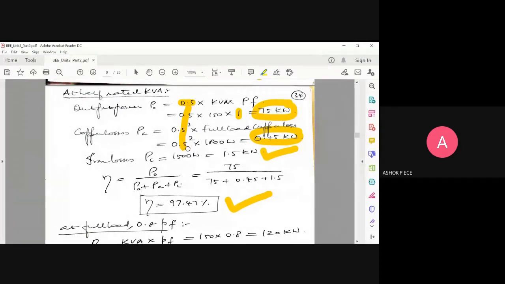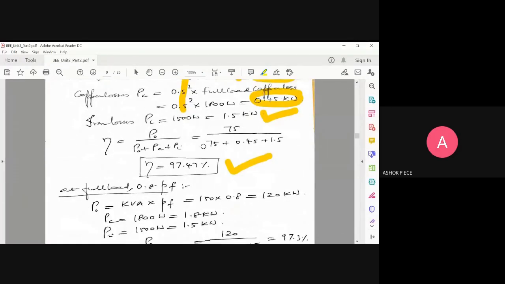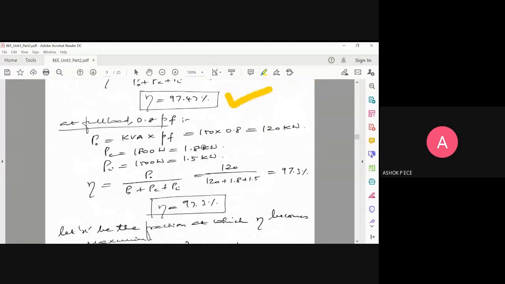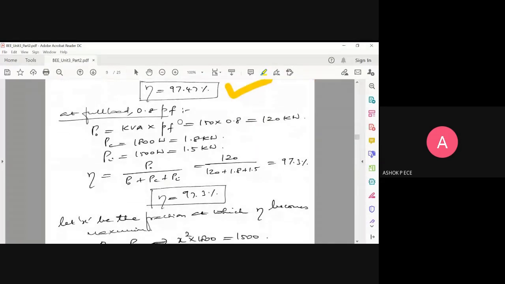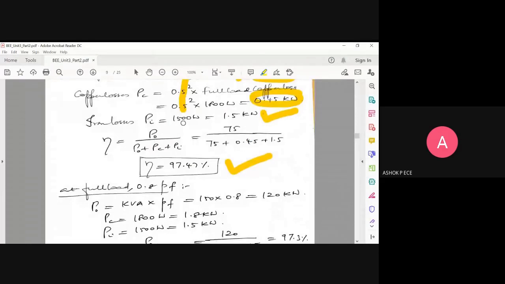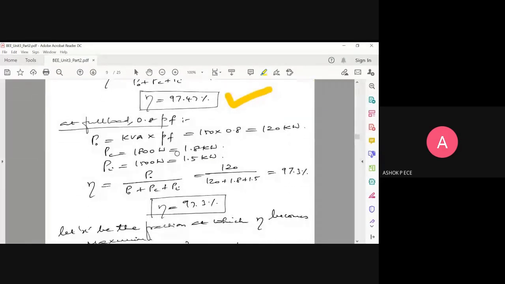Now see the next case, at full load and 0.8 power factor. Full load means this 0.5 and all will not come. So kVA into PF. Full load is 150 kVA into 0.8, so it is 120 kilowatt. Copper loss at full load is 1.8. Iron loss at full load is 1.5. Divide, and you get 97.3 percent. Very simple. Any doubt in this full load?